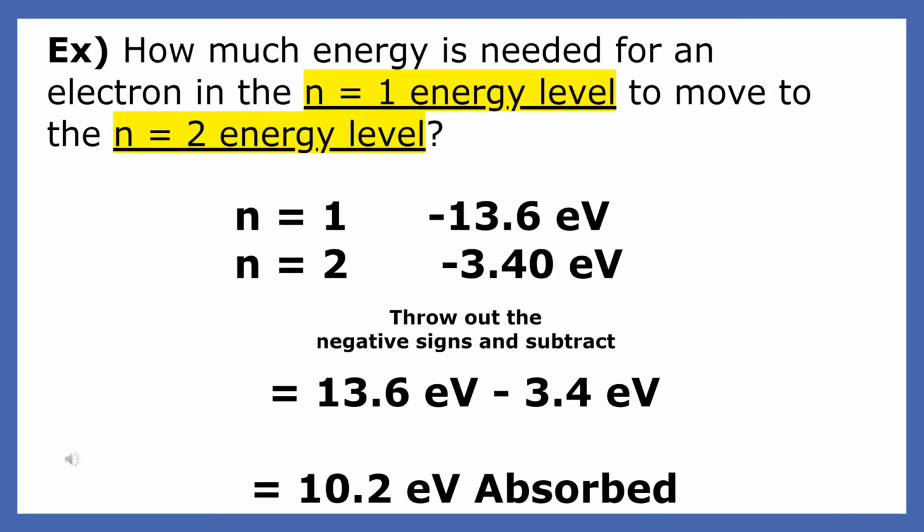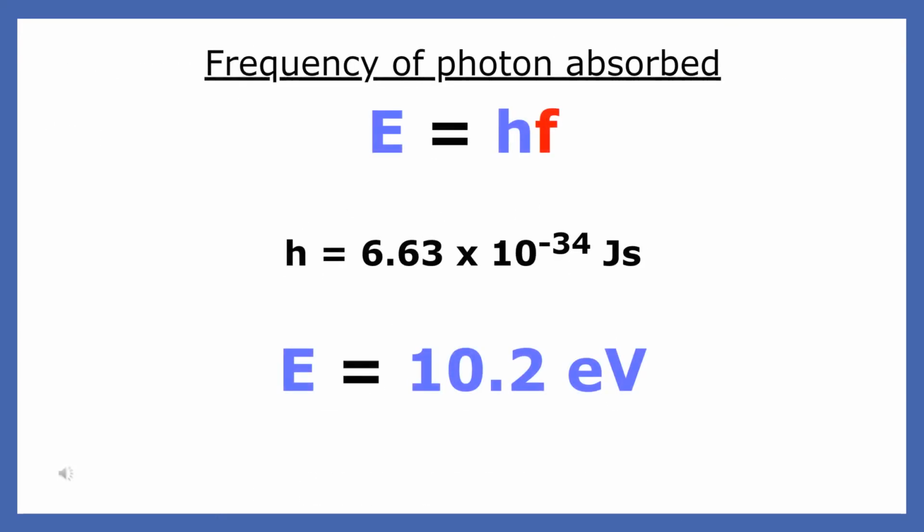How much energy is needed for an electron in the n equals 1 energy level to move to the n equals 2 level? When we subtract the energy at the first and second level, we get 10.2 electron volts. In order to find the frequency of this photon, we need to use E equals hf. h is Planck's constant, which is found on page 1 of your reference table.